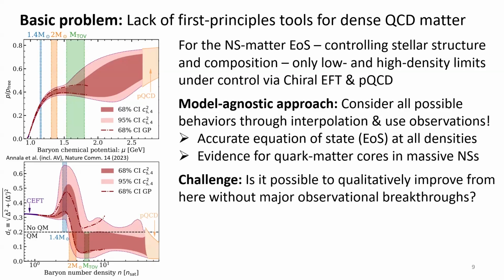So in some sense, the situation is already rather good, but we have not been able to firmly answer questions like: is there definitely quark matter inside massive neutron stars, or what is the exact form of the neutron star matter equation of state or the mass-radius relation? And this of course raises the question: can we make qualitative progress in any way other than just waiting and seeing when more and more accurate observational results come? Is there something that us QCD theorists can do to improve the situation?